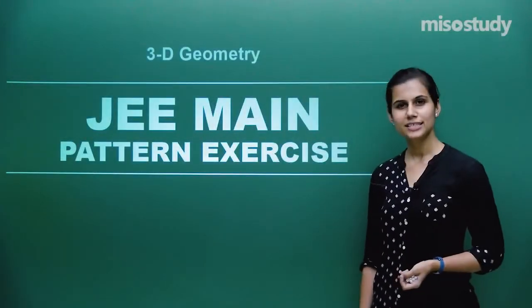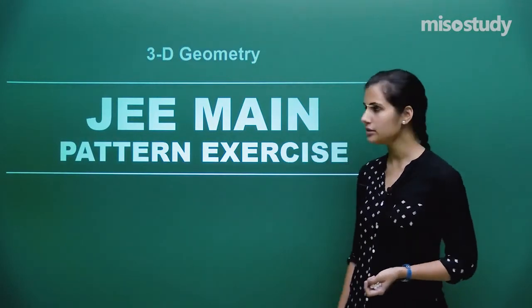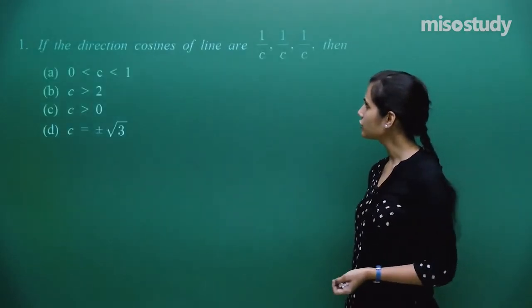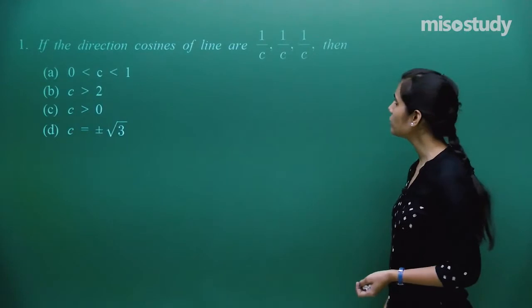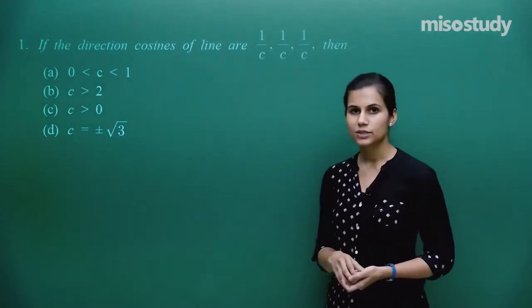So guys, let's begin our discussion over the JEE Main pattern exercises for the 3D geometry chapter. The first question is, if the direction cosines of the line are 1 by c, 1 by c, 1 by c each, then what is the condition which c is going to follow?